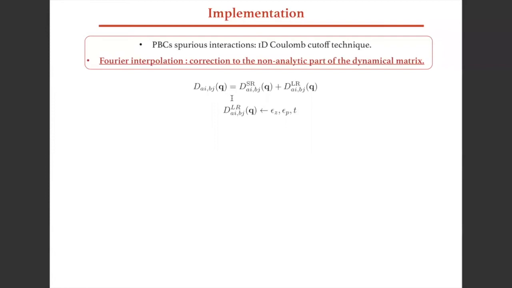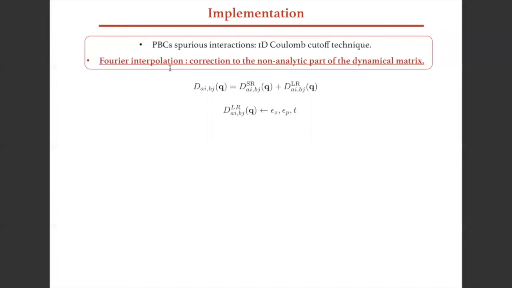The issue, which is not something specific for 1D, but it's also true for 2D and three-dimensional materials, is that dipole-dipole interactions, in the case of polar phonons, are not short-range, but are long-range. And this Fourier interpolation scheme instead relies on the localization in real space of interatomic force constants.